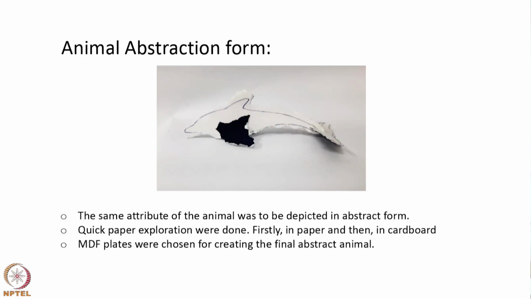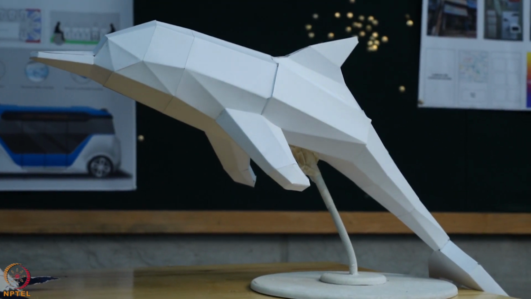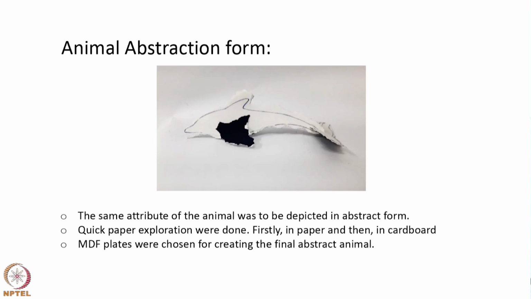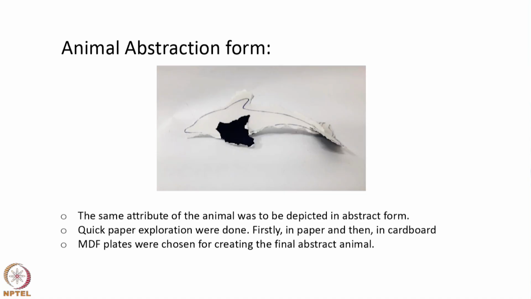Then there was the animal abstraction form. In this case, the same attribute of the animal was to be depicted in abstract form. A quick paper exploration was done first, here you can see it. Then we had to do it in cardboard. Then MDF plates were chosen for creating the final abstract animal.